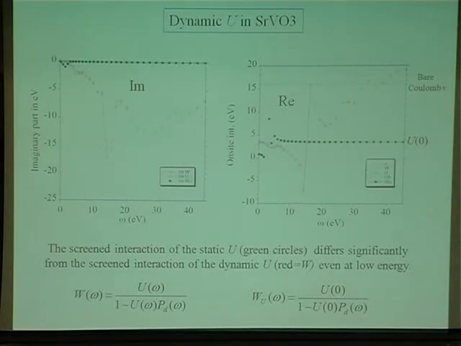If you would like to see how the U looks, I have shown this before. This is how the dynamic U looks, the imaginary part and the real part. We have strong plasmon excitations at around 16 eV or so. And this is the real part of the screened interaction.